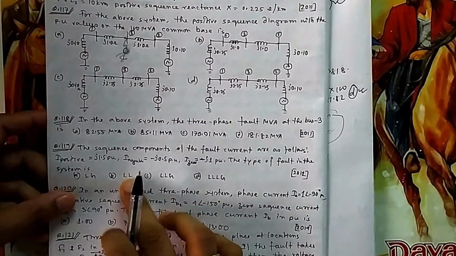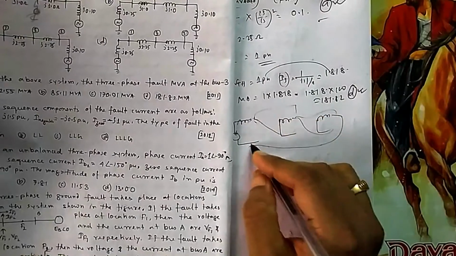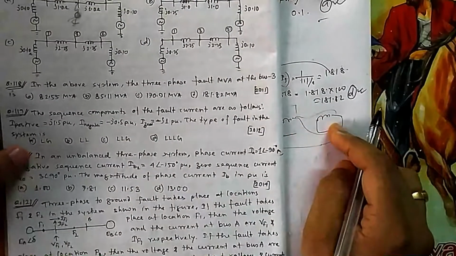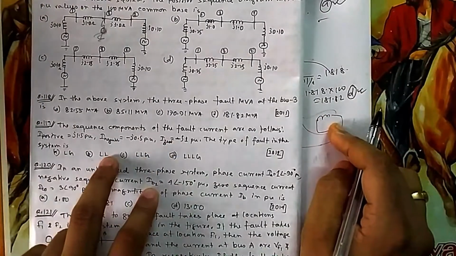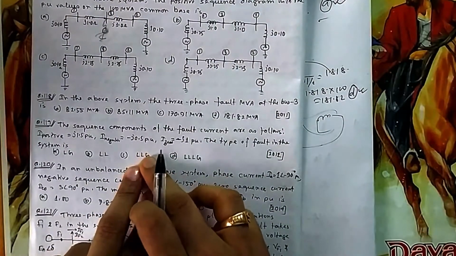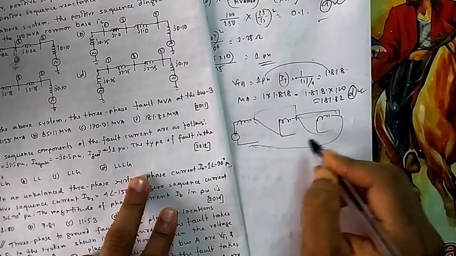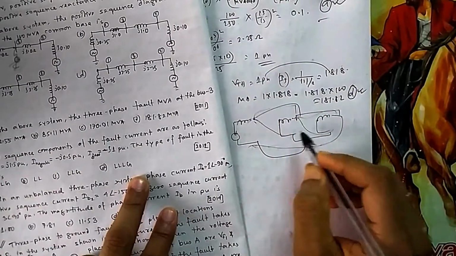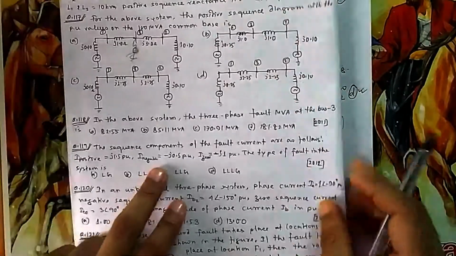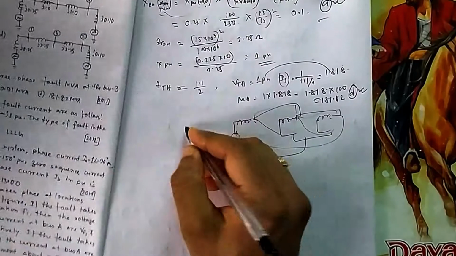In symmetric faults, negative and zero do not come. Double L will also not be possible, because in double L it is connected in parallel, IA1 and IA2 are the same, and there is no IA0. Because zero is there, ground should be there, so it is LLG. So in LLG, these two are parallel, and then this connects to this. So this plus this should be equal to this. You can see this plus this is 1.5, this is equal to 1.5. So that's why it is option C.